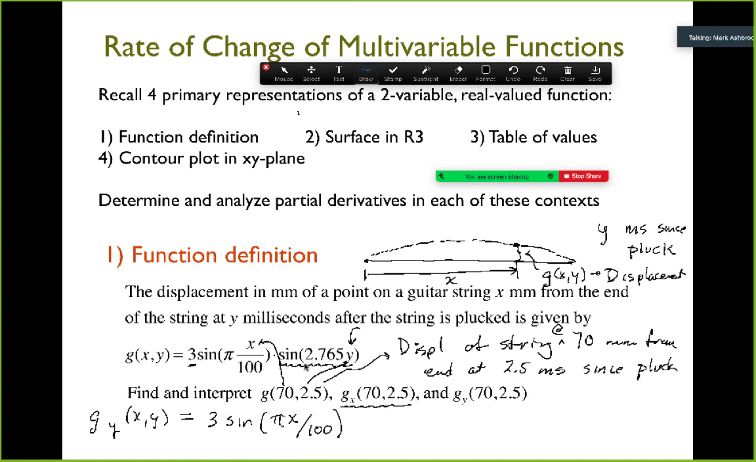Now we're doing the derivative of this with respect to y. Derivative of sine is? Cosine. Leave the interior as it is, but then multiply by the derivative of the interior, 2 times 2.76. Chain rule, right? There's our partial with respect to y, also noted as partial of z with respect to y or partial of g with respect to y.